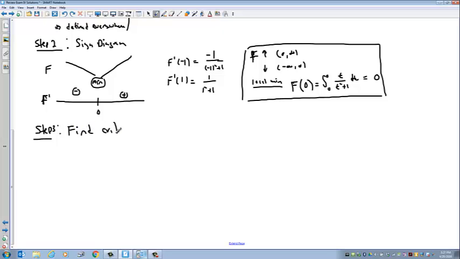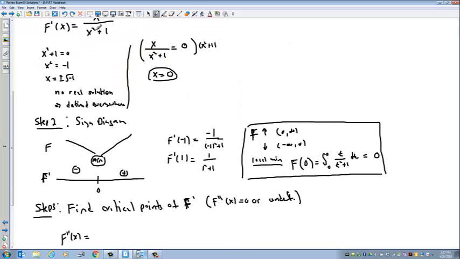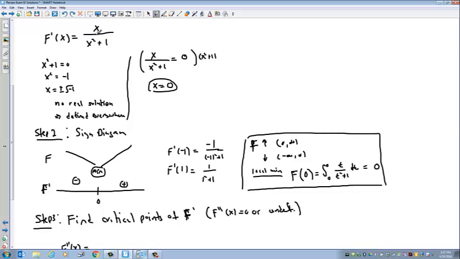So find critical points of capital F prime. So that's when f double prime of x is equal to 0 or undefined. So f double prime of x equals, well, to find f double prime of x, we have to go back up and look at f prime of x. So this is f prime of x, and it's going to be a quotient rule. So we're going to have a quotient rule here.